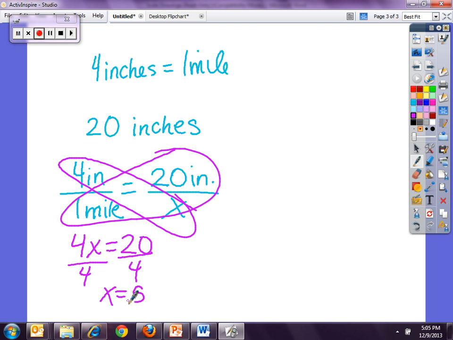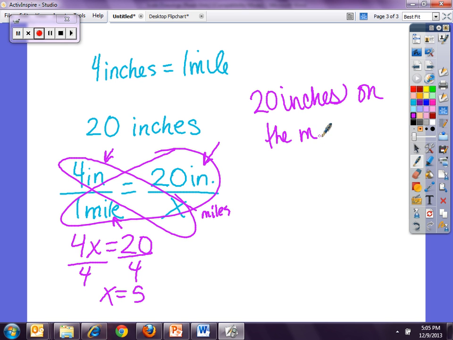So now my explanation says, because this top part here was my inches, and here are my miles. So that means 20 inches equals something miles, and we found this to be 5 miles. So we could say 20 inches. So my explanation is 20 inches on the map equals 5 miles.